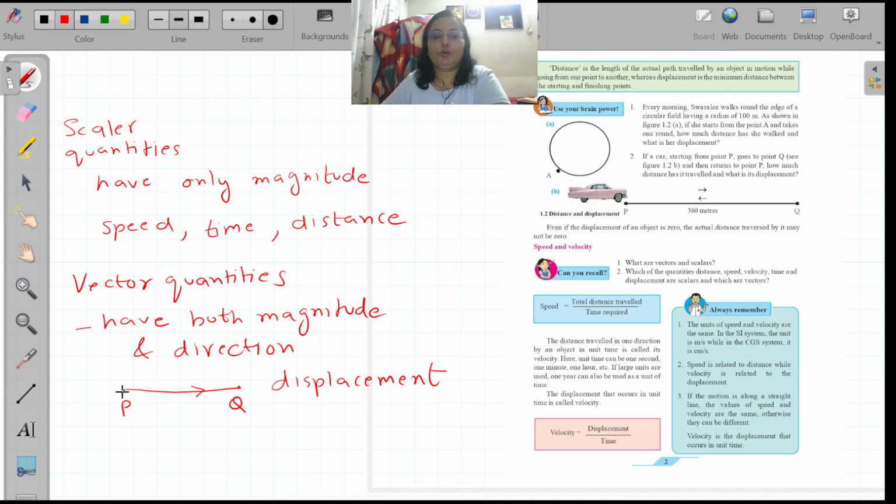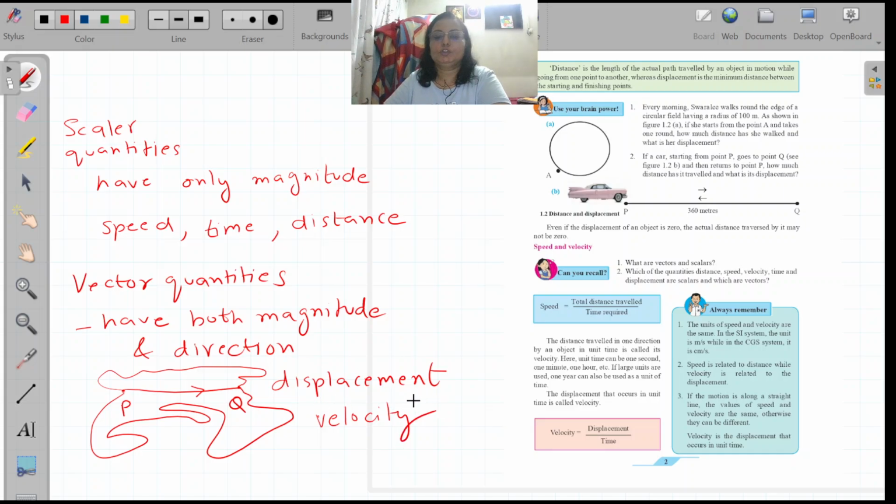When I am saying object moved from P to Q through this path, or it covered this path, then I am not defining a direction. That is distance. So displacement is a vector quantity. Velocity is derived from displacement. We know velocity is displacement in unit time. So velocity is also a vector quantity. So velocity and displacement are vector quantities, whereas speed, time and distance are scalar quantities.